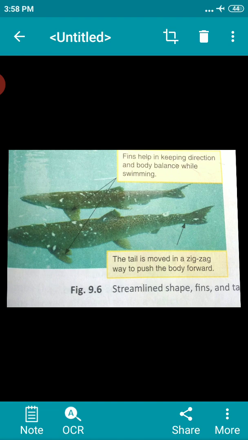First, the fish forms a curve. Then quickly the body and the tail curve to the other side. So this makes a jerk and pushes the body forward. A series of such jerks make the fish swim ahead. This is helped by the fins of the tail. So fins, the tail and the streamlined shape of the body of the fish help them to swim in the water, to keep the balance of the body and to maintain direction while swimming.